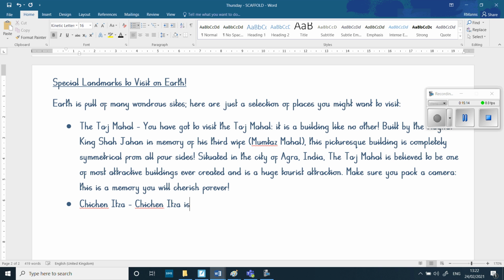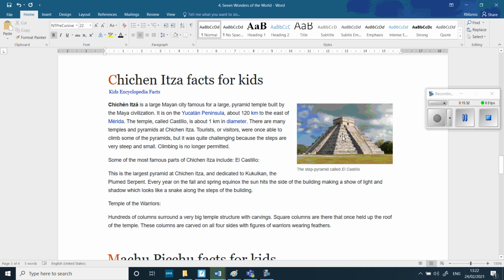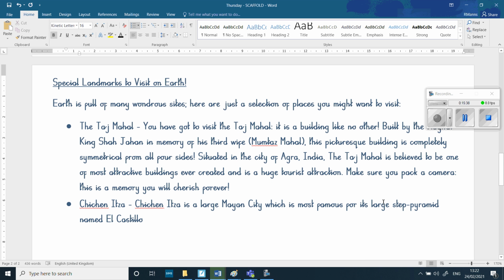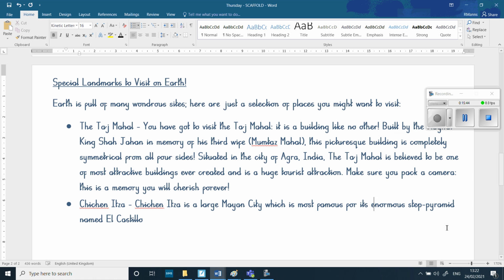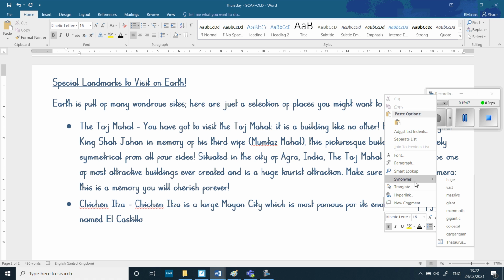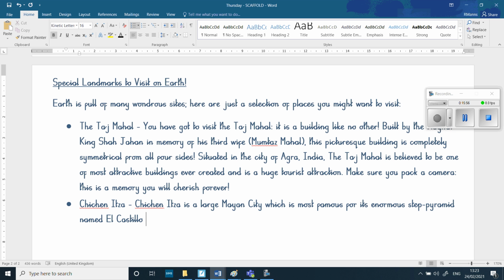So Chichen Itza is a large Mayan city, which is most famous for its large step pyramid. That's what it calls it, a step pyramid named El Castillo, because it tells me on there that's the name of it. It's a step pyramid called El Castillo. Now I've used the word large twice. Let's see if we can find a synonym. Enormous. It's quite a nice enormous step pyramid. Massive doesn't sound very good. Gargantuan's too big. I think enormous is good because it's making clever word choices.